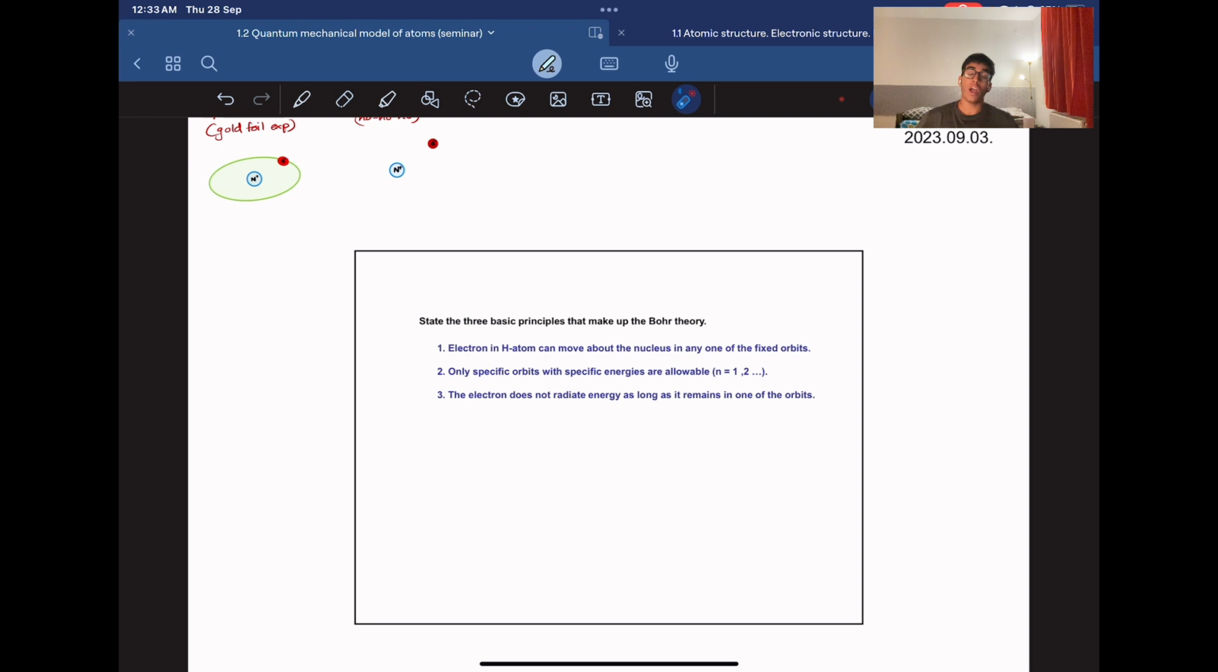Apple Pencil and my iPad, and I'm recording on my iPhone. So rich. I'm sorry.